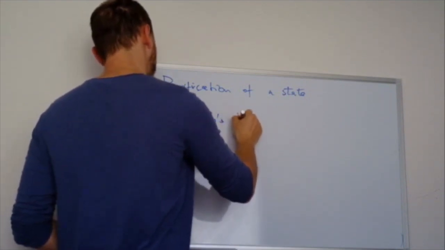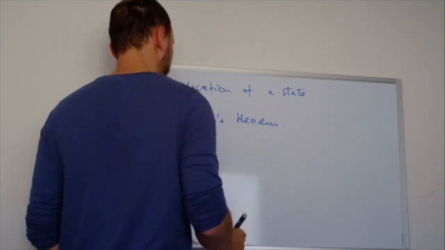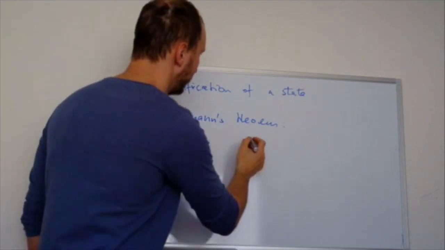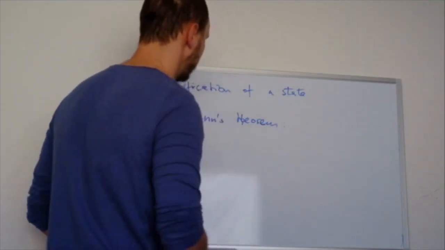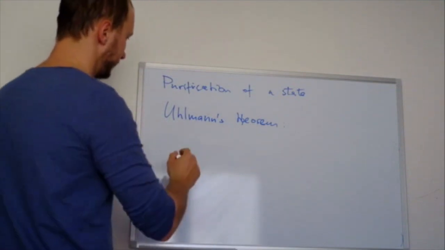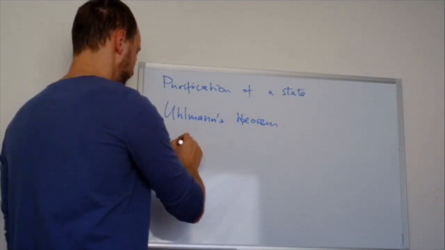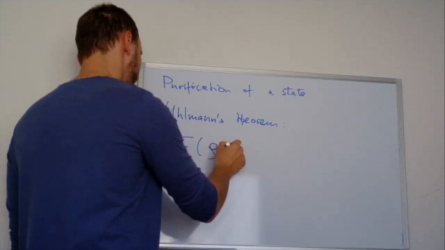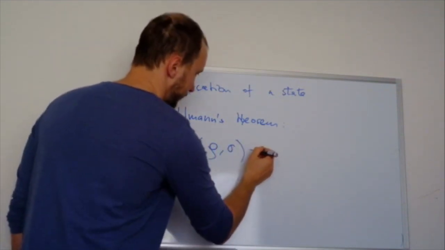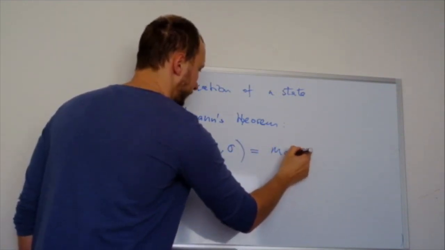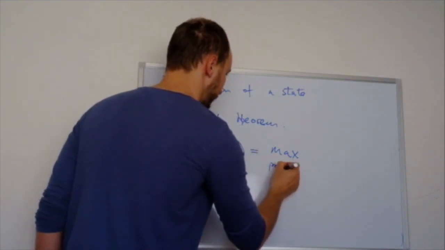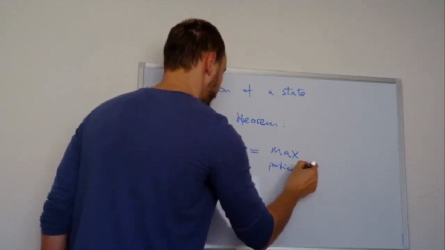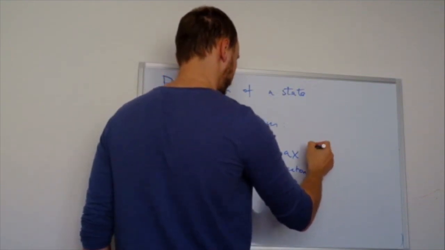Ullmann's theorem. And this just tells you that Ullmann's theorem tells you that when you have the fidelity of two states, rho and sigma, this is actually given by the maximal fidelity over purifications. And this we will show in an exercise eventually.